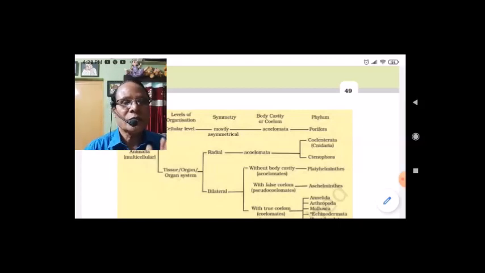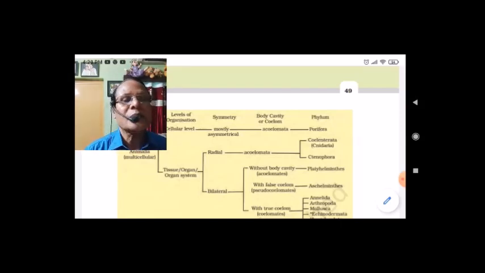So we can see the pseudocoel is nothing but the remains or the remnant, R-E-M-N-A-N-T, of the blastocoel, the embryonic blastocoel. Normally we can say the primary body cavity is called blastocoel, as seen in the case of blastula. The secondary body cavity is otherwise called coelom.